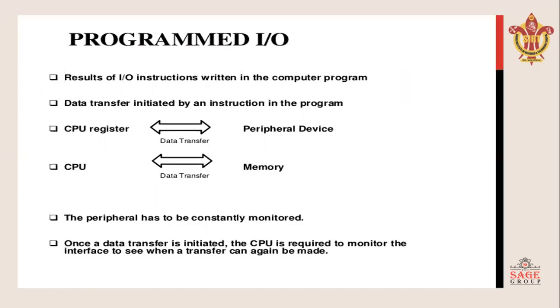Data transfer is initiated by an instruction in the program from the CPU register to the peripheral device. This is a bidirectional process. And again, CPU to memory, this is also a bidirectional process. The peripheral has to be constantly monitored by the CPU. Once a data transfer is initiated, the CPU is required to monitor the interface to see when a transfer can again be made.